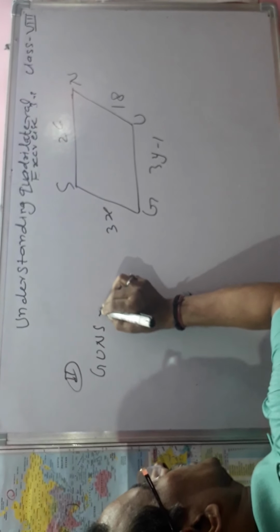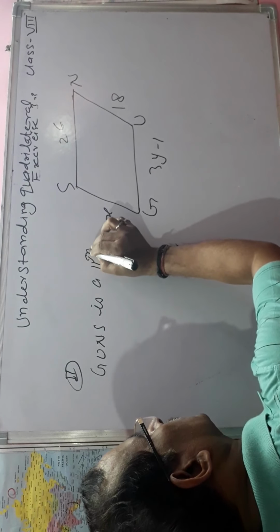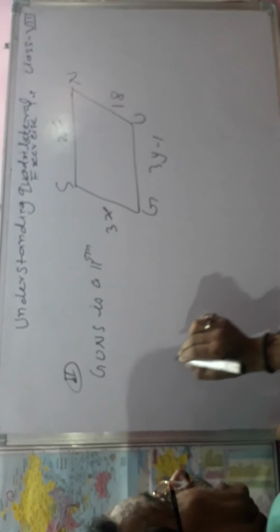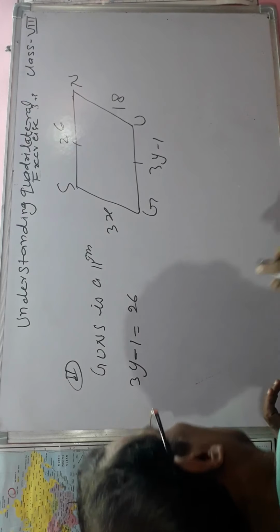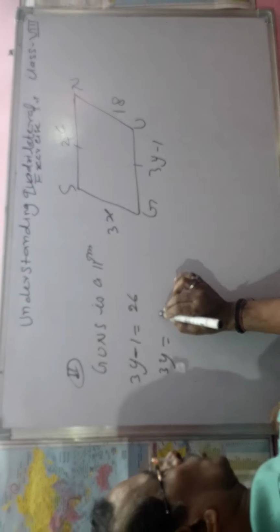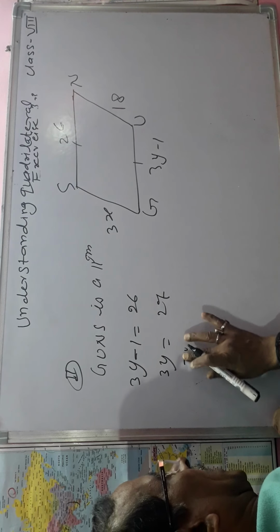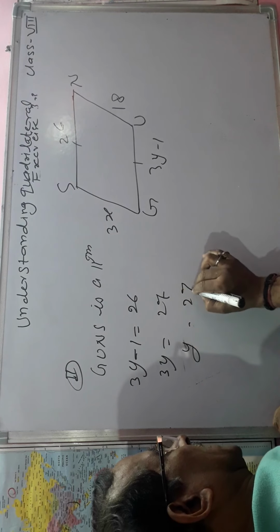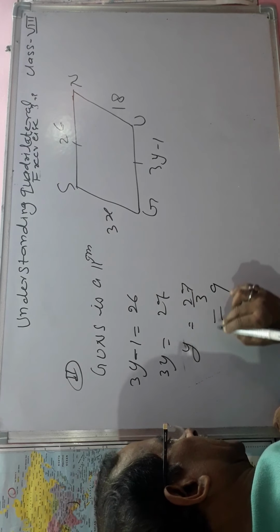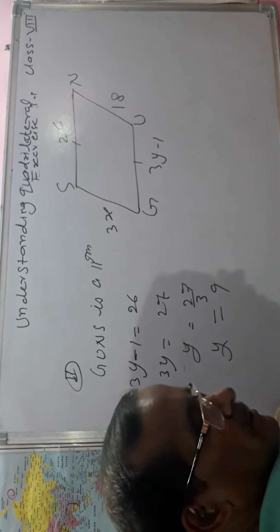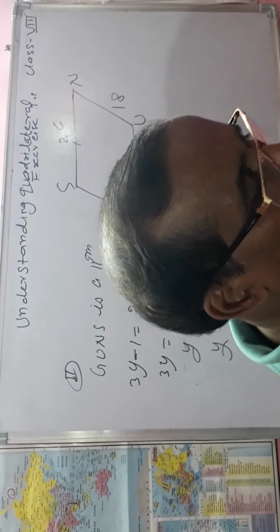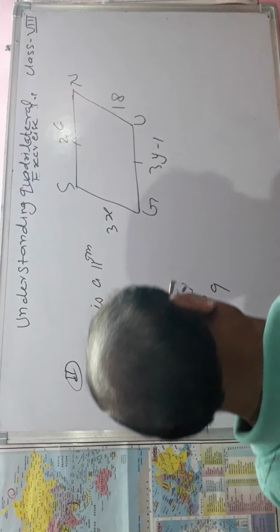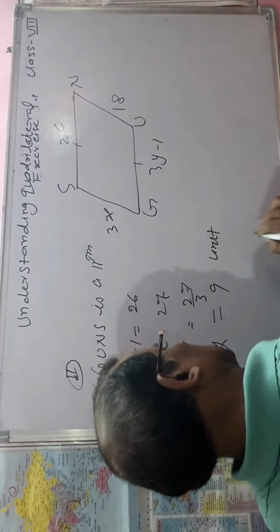GUNS is a parallelogram, so opposite sides are equal. 3y minus 1 is equal to 26. These are opposite sides, so these are equal. Now 3y is equal to 27 and y is equal to 27 upon 3 is equal to 9. Y is equal to 9 centimeter or unit. If it is in unit, then it is 9 unit.